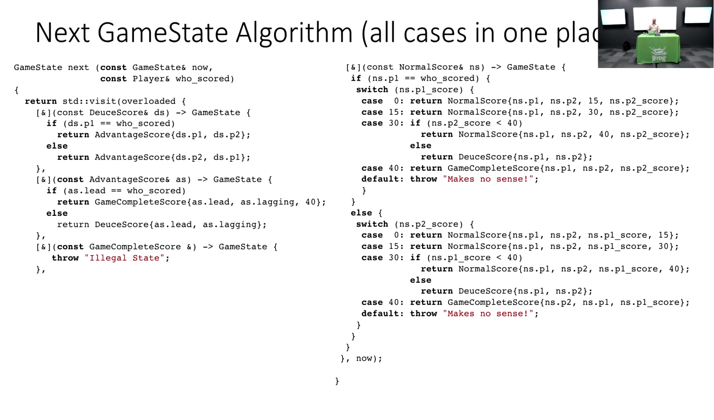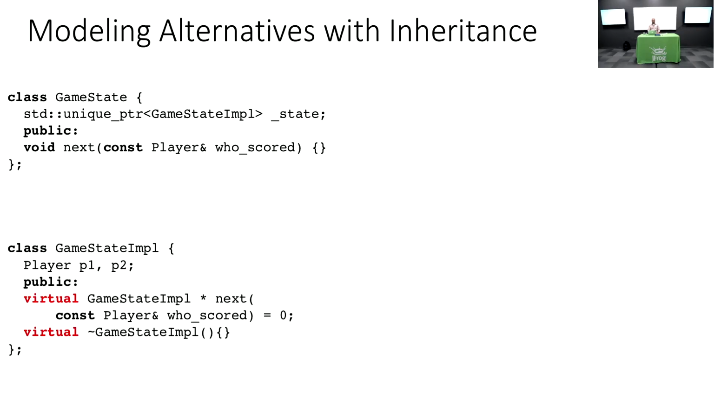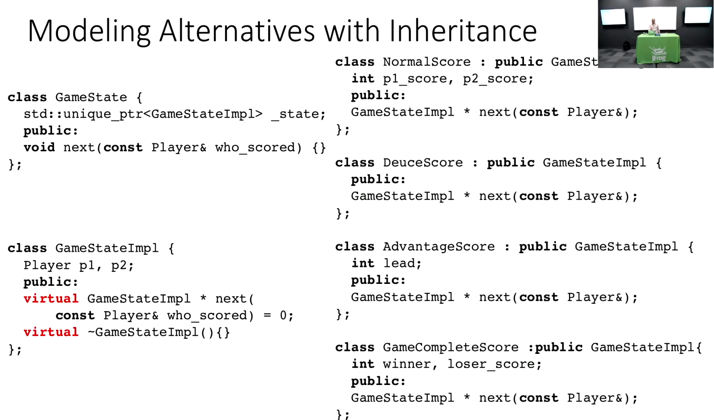Let's look at an object-oriented decomposition of this problem. So on the left hand side we have game state, and game state has a unique pointer to the game state impl, and game state impl is essentially an interface, has a pure virtual next method and a pure virtual destructor. So on the right hand side, each concrete state, normal score, deuce score, implements this interface, and each one must implement next. So how to go from the given state to the next state given the player that scored. So that must be implemented.